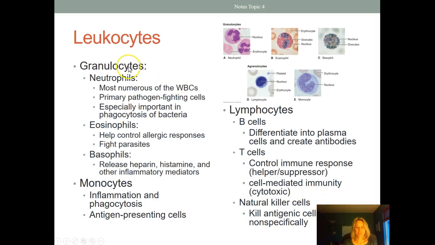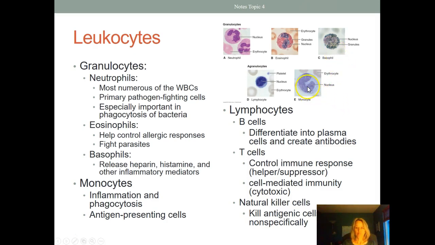So the granulocytes contain cytoplasmic granules, and these include the neutrophils, which are the most numerous of them all, and they're the main pathogen fighting cells. They're especially important for phagocytosis of bacteria. The eosinophils, these are involved in fighting parasites and in controlling allergic responses. And then the basophils, these are what differentiate into mast cells in the tissues. So like a mast cell, they release histamine and heparin and other inflammatory mediators.